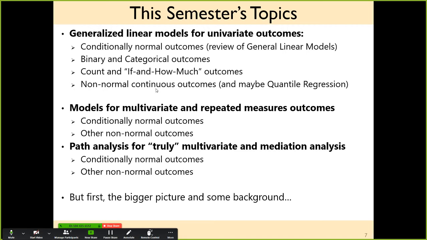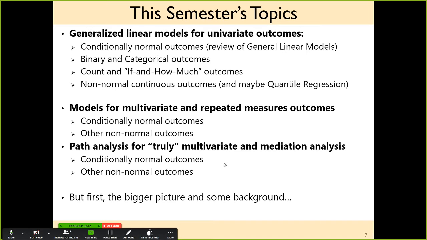And then the last category are continuous outcomes, but they're not normal. And there are specific models for that, and if we have time, I'm hoping to throw in quantile regression, because that's a better way to handle outliers for continuous variables than chucking them or otherwise trying to disrupt the data. So, does that all sound good so far?